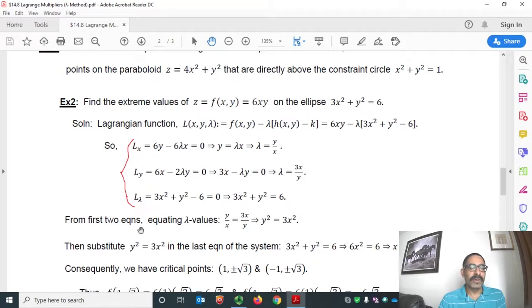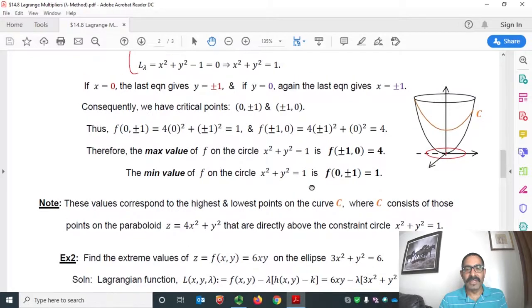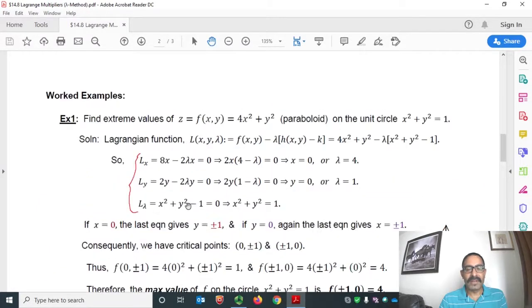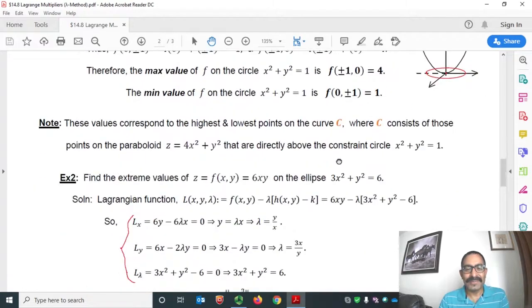By the way, the partial derivative of the Lagrangian function with respect to lambda, when we set it equal to 0, always gives us the constraint curve. So this is the constraint curve: 3x squared plus y squared equals 6 is here. In the earlier case also it was the same. L lambda equals 0 gave us x squared plus y squared equals 1, which is here. That's the idea. Great. So let's move on.